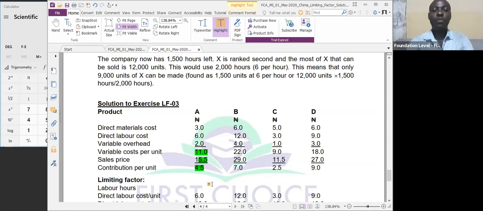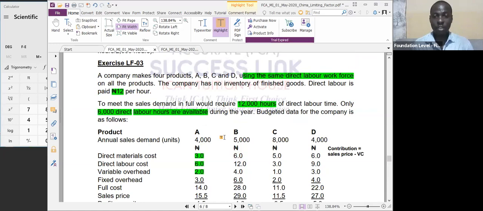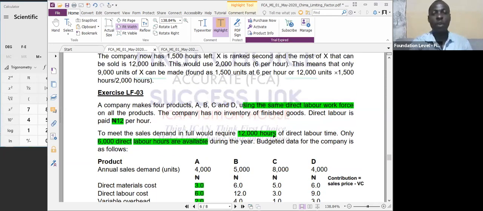So that same way you do for B, C. We have 2.5 naira, and you have 9 naira. So this is your contribution per unit. That is identified. The next step is, what is your limiting factor? There can be no doubt that the limiting factor by implication is the direct labor hours. The question says that to meet demand will require 12,000 hours, but only 6,000 hours is available. So that is one way of them telling you that your scarce resource or your limiting factor is direct labor. They told you the hours required and the hours available. So you look for yourself, do you have a shortage? If so, then that is your limiting factor.